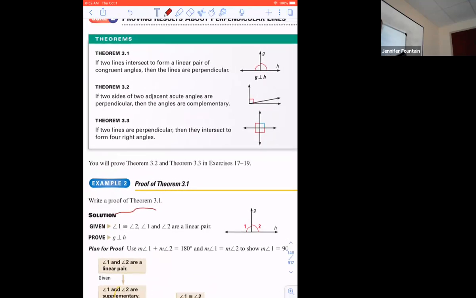Theorem 3.1, if 2 lines intersect to form a linear pair, that means what? They equal 180, form a line. If 2 lines intersect to form a linear pair of congruent angles, then the lines are perpendicular.